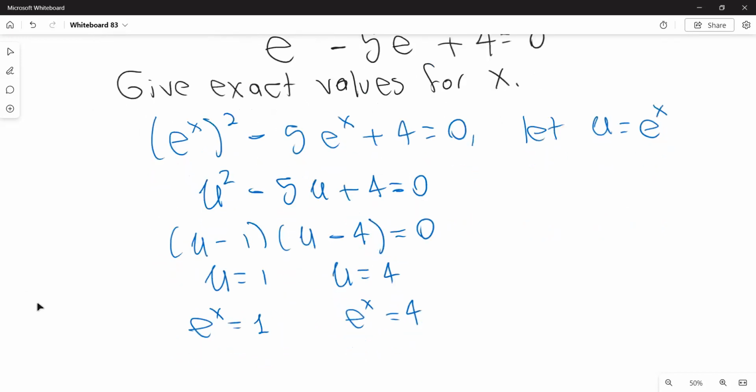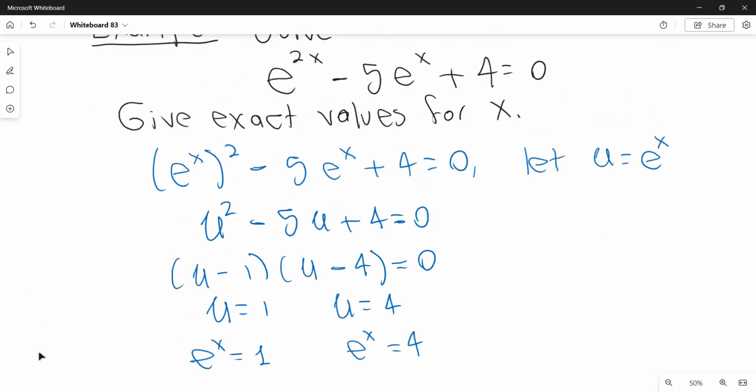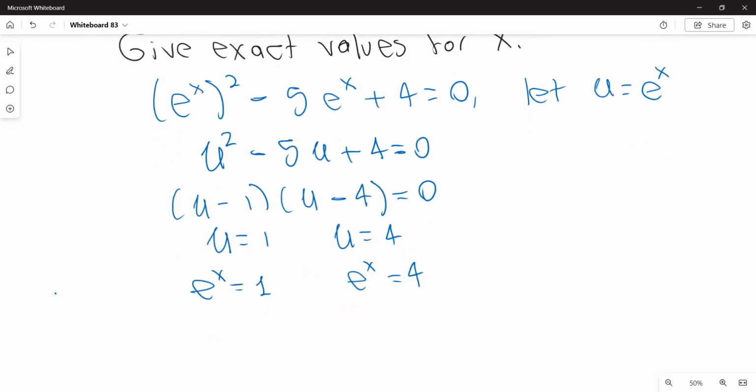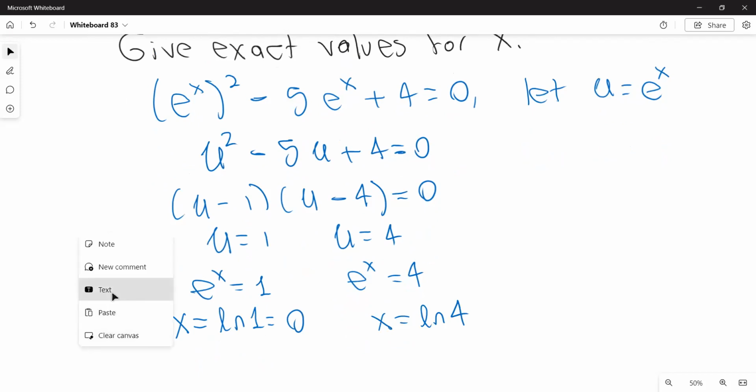Okay. So far, this is what we have. And by the definition of the natural logarithm, x is the natural logarithm of 1, but the natural logarithm of 1 is 0, or x is the natural logarithm of 4. So if we keep the solutions in logarithm form, if we give the exact values, the solution set is going to be 0, comma, natural logarithm of 4.